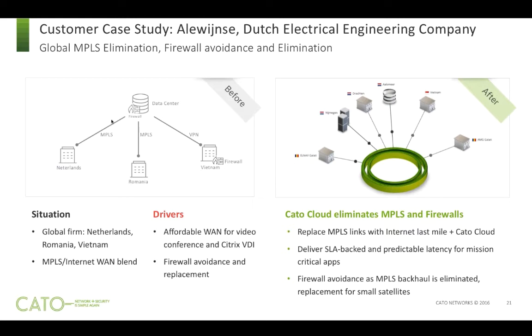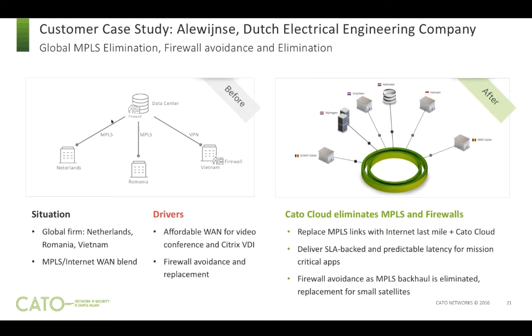So after connecting their business to Cato, they were able to eliminate the MPLS, since the Cato backbone offers MPLS-like, or guaranteed, latency. They were now able to connect all their sites to Cato and deliver their application SLA, the required performance, using Cato. They were also able to provide direct internet access for all sites while avoiding appliances and firewalls at each site.